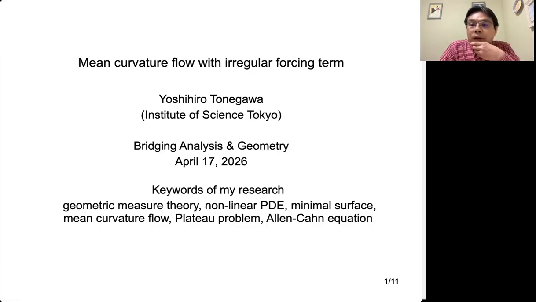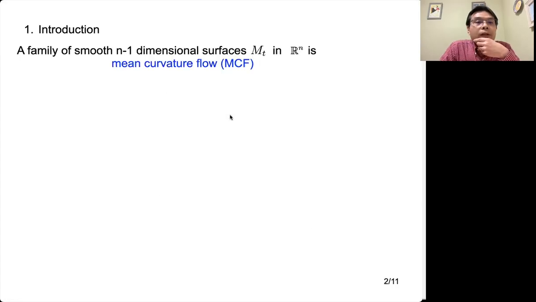First off, I start with something very simple. I'll be looking at, in general, a family of smooth n-1 dimensional surfaces, M_t, in R^n. That's a geometric object, typically a codimension 1 surface. This is parameterized by time t, and it's called a mean curvature flow, abbreviated as MCF.